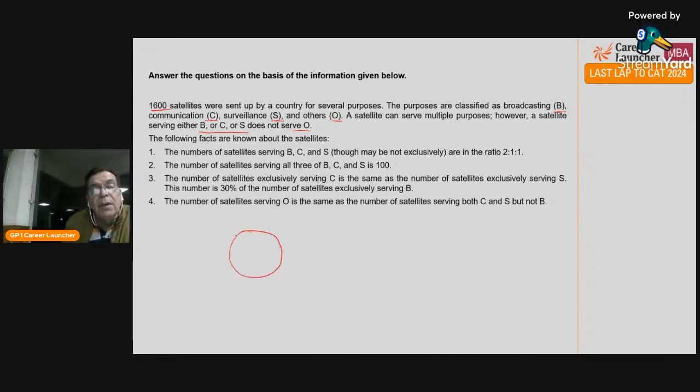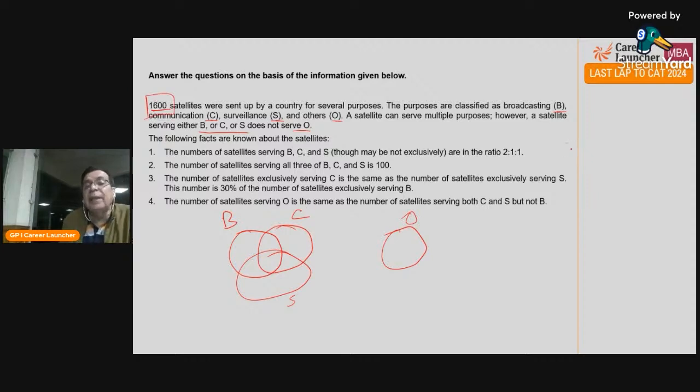You have satellites which can serve for broadcasting, for communication, and for surveillance. And there's a fourth which can be others. Okay, so this is a Venn diagram. 1600 is the total number of satellites. Now look at the data in place.